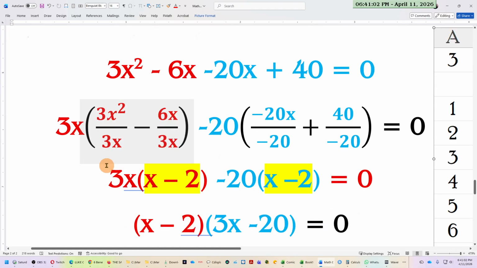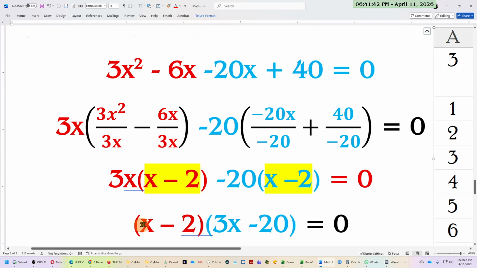So when we do that, we're going to find out that the 3 will knock out the 3 and only 1x will remain. We keep the sign, which is negative. 6 divided by 3 is 2, and the x's knock out each other. We are hoping that we'll see x minus 2 in the next set of brackets. And when we divide both of these by negative 20, notice that the negative 20 knocks out the negative 20, so this x will be positive. But when we get to the positive 40 and the negative 20, when you divide, you'll end up with a negative value. So now these two are the same, so we can put x minus 2 in the first brackets, and then 3x minus 20 will go in the second bracket.